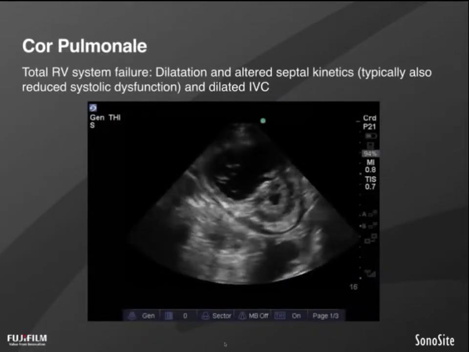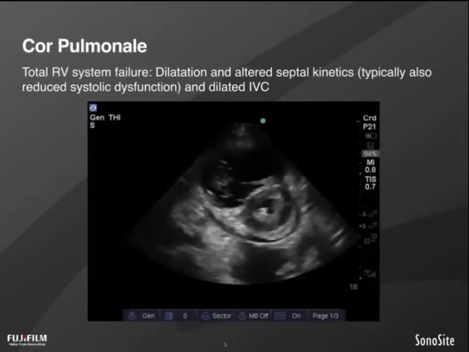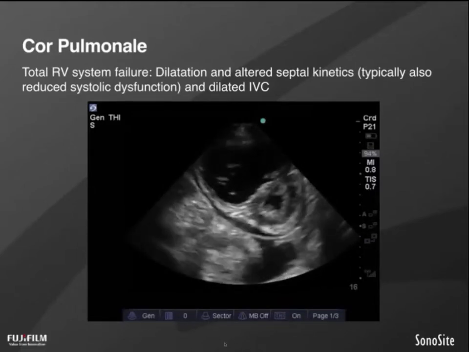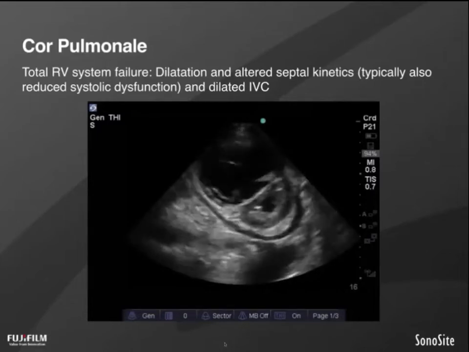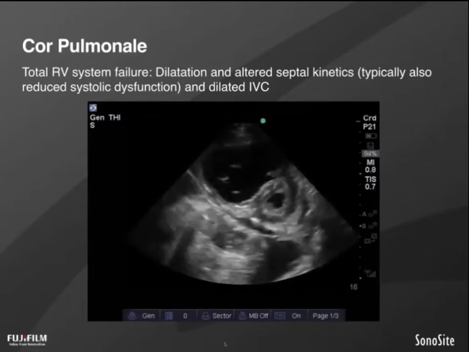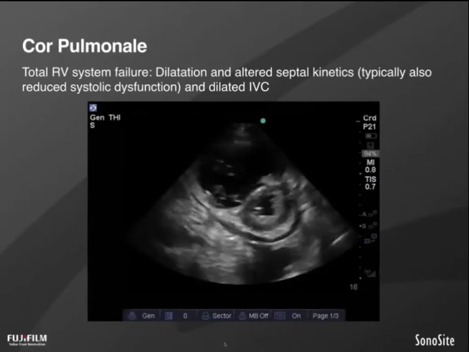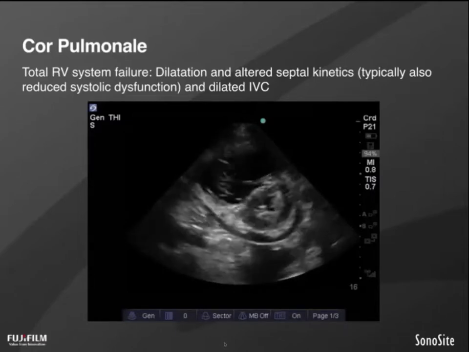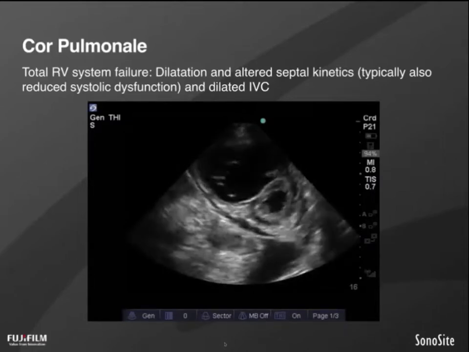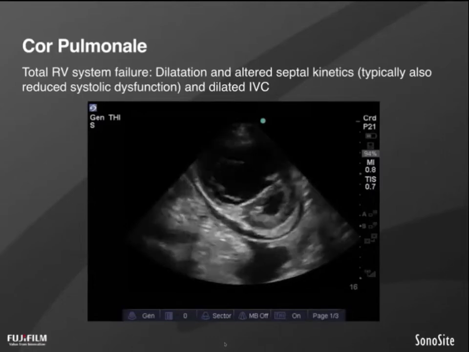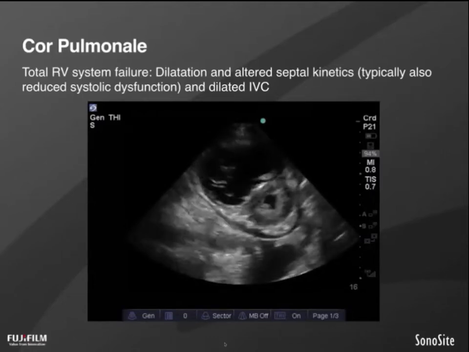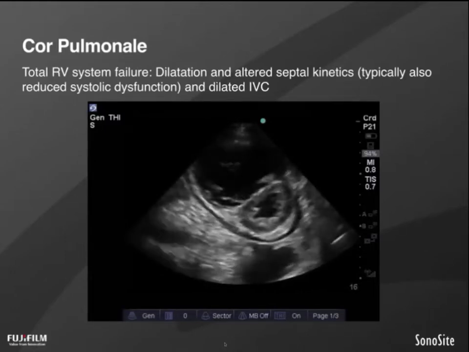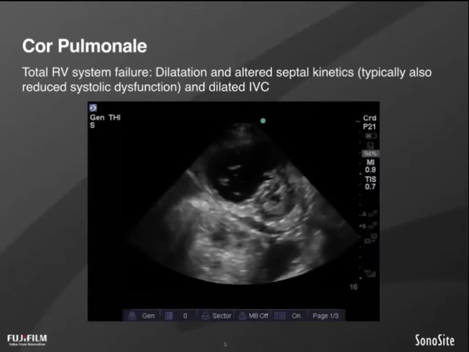So I presented somewhat of a laundry list of features that the right ventricle exhibits when it's failed. And this is a bit more confusing for some people, whereas the left ventricle offers simply a range of systolic dysfunction, which is of most interest to us. So let us introduce the concept of cor pulmonale. And that is really a euphemism, a fancy way of saying total RV failure. And when you have the RV that has failed, it will be dilated. It will have some degree of altered septal kinetics to support the fact that it is encroaching on the left ventricle.